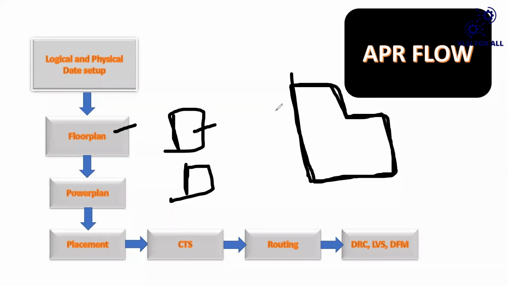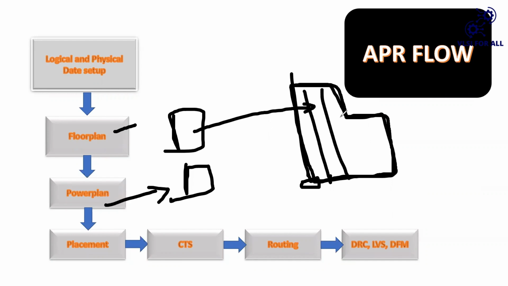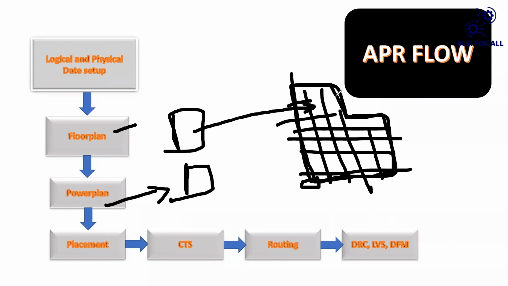We will place all of these macros into the core boundary, and the standard cells will be sitting here. We won't put standard cells along with macros in one go. First we will do floor plan. Then, power plan: we will place horizontal and vertical stripes like this with respect to different metal stacks. And then we will go for placement.